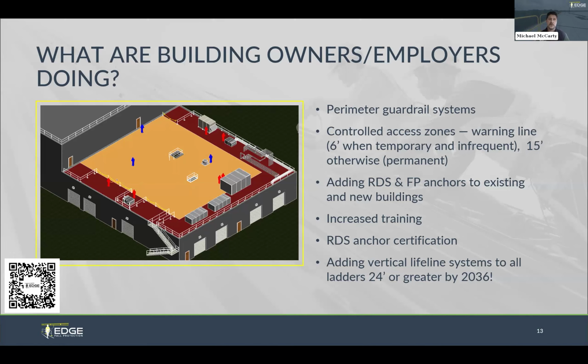We see much more perimeter guardrail systems. Again, passive fall protection is a really great way to go. You don't have to deal with all the complexities of training and using the systems. And then controlled access zones.